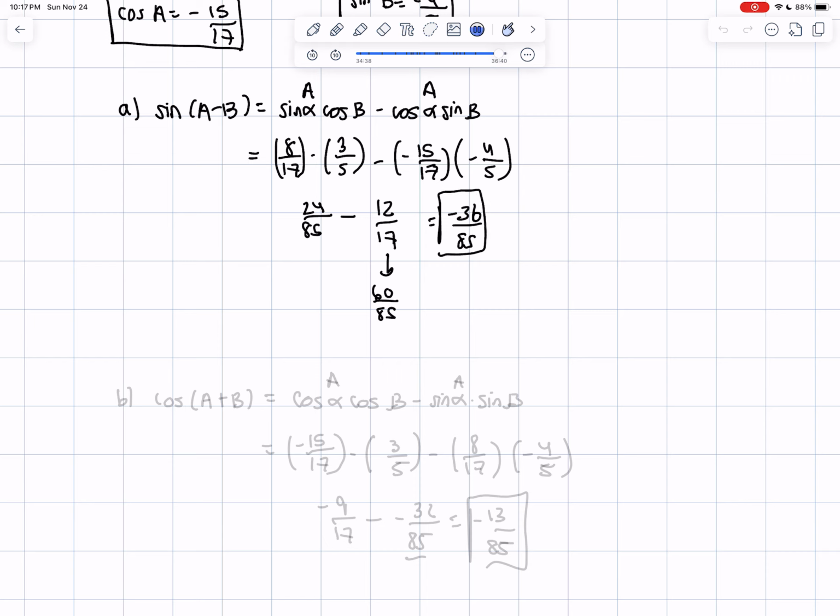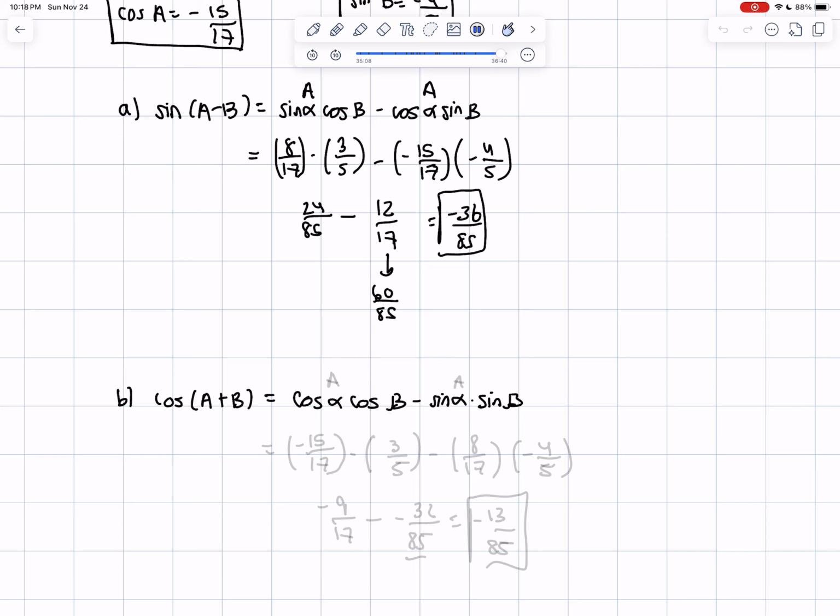Now let's try doing the opposite of that. So let's do cosine of A plus B. Cosine of A plus B. So if I have plus, I have to make sure to change the sign, but they'll give you this, they'll have this written for you all the way out. Cosine alpha times cosine of beta minus sine alpha times sine beta.